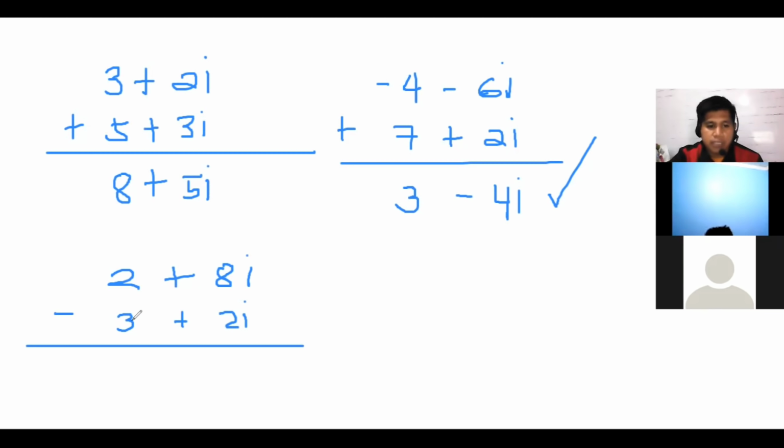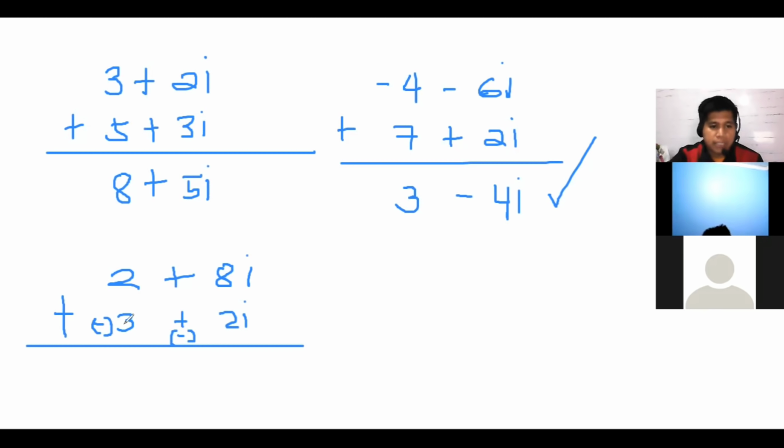So the sign of your subtrahend is positive 3. That will be changed to negative. And your imaginary number there is positive 2i. Change it to negative. Then proceed to the rule of addition. So this time we have 2 minus 3. You're going to add them algebraically.